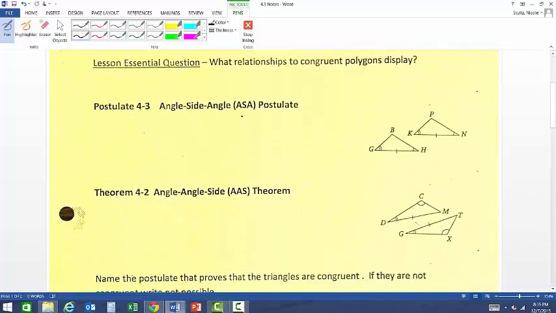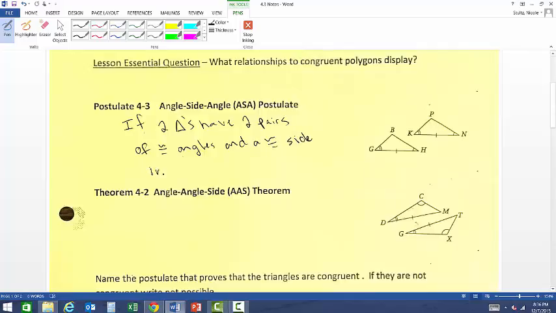would be the angle side angle postulate, or ASA postulate, and it says that, if two triangles have two pairs of congruent angles and a congruent side in between, then the triangles are congruent.